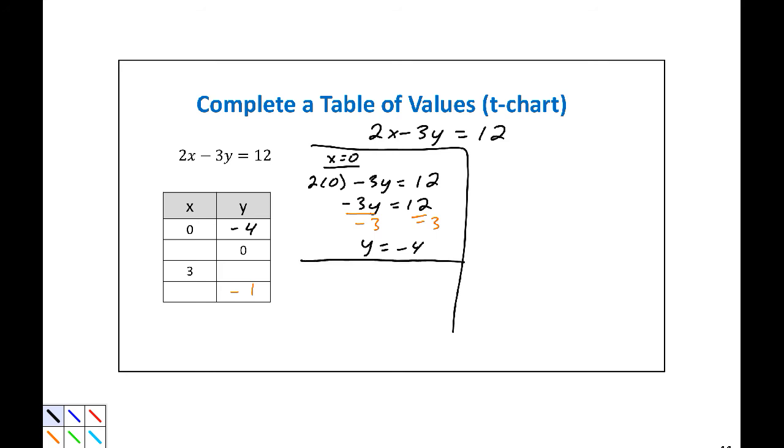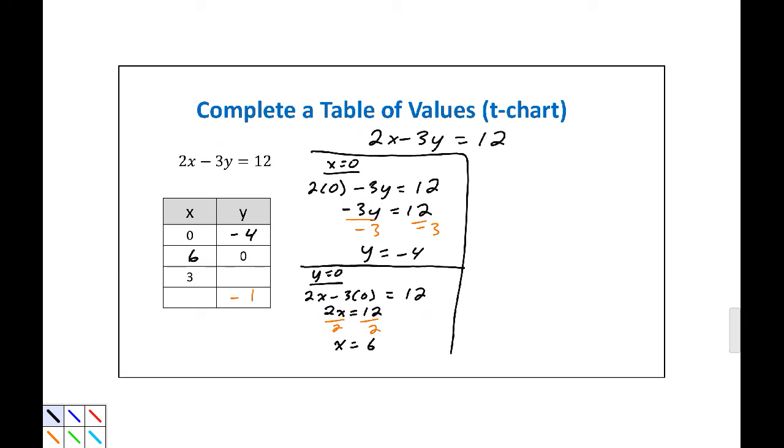Similar process for y being 0. If y is 0, this would be 2 times x minus 3 times 0 equals 12. Replacing in the equation 2x minus 3y equals 12. Well, 3 times 0 is also 0, so this is 2x equals 12. And dividing by 2 on both sides, we find that x equals 6. So I can put that into my table. I have the ordered pair (6, 0), because x is 6 when my y is 0.